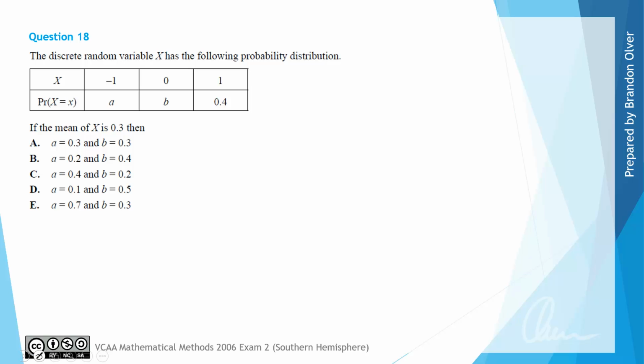Because we have two unknowns, a and b, we'll need to set up two equations to solve for a and b. The first equation that we're going to set up is that the sum of all of the probabilities must add to 1. So therefore we know that a plus b plus 0.4 must equal 1.